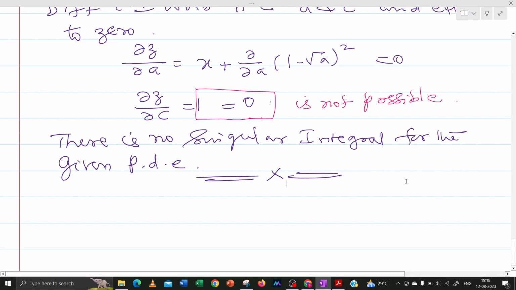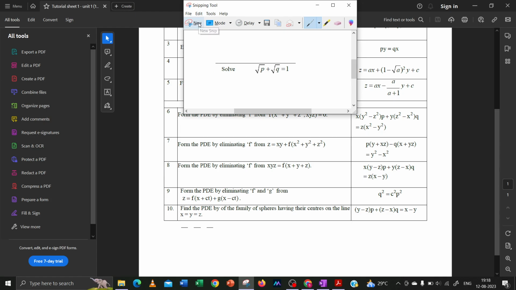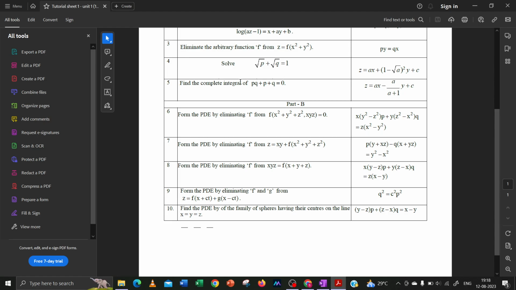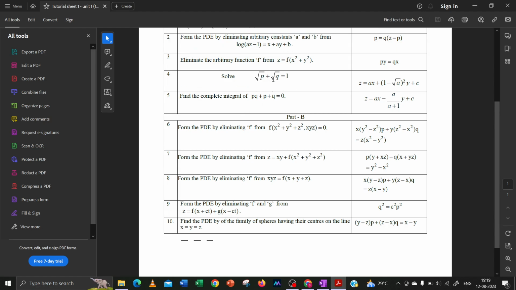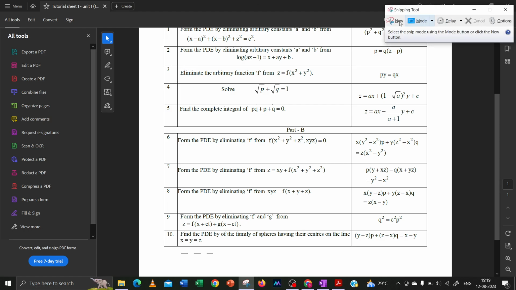Now we can see what the answer for the fifth problem is. What is the fifth problem here? No, I think we already solved the fifth problem and the fourth problem. I think I didn't solve this third problem. Okay, so take the third problem.